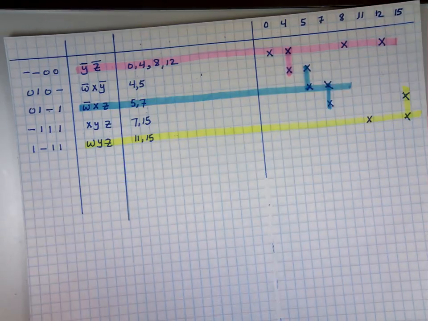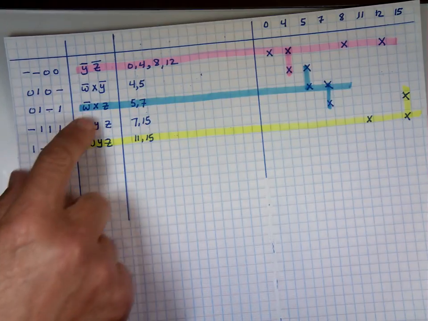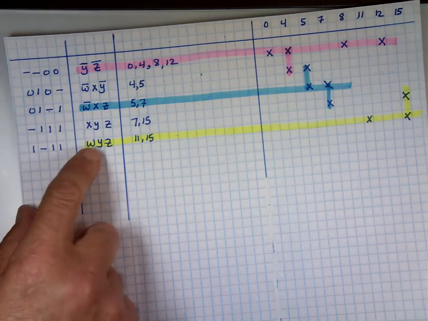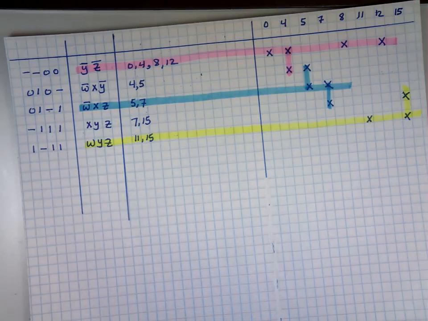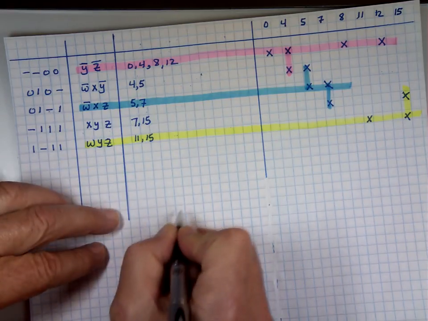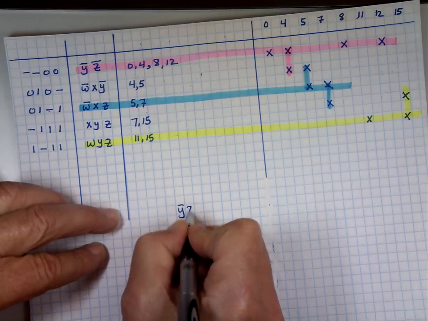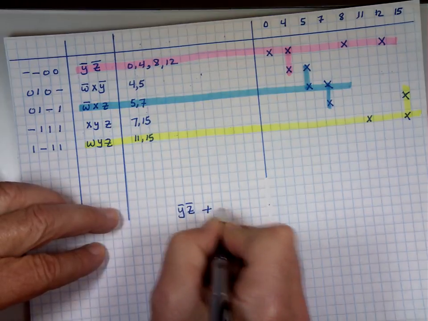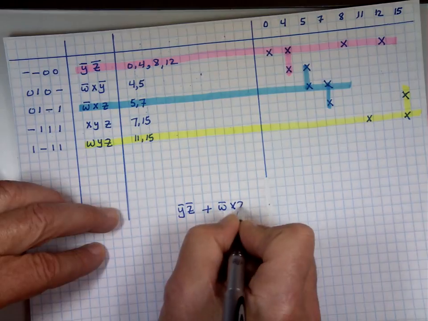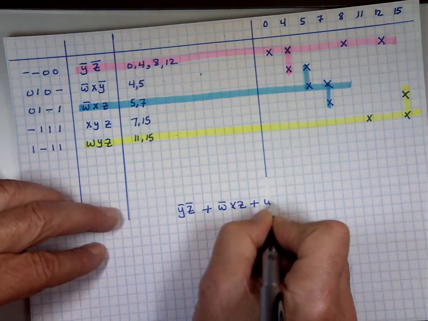Any more X's left there? That's your expression. Y bar Z bar plus W bar XZ plus WYZ. That's it. It's not about method, just you go blind trying to find them. You just gotta keep it neat. So the answer to that is y bar z bar plus w bar xz plus wyz.